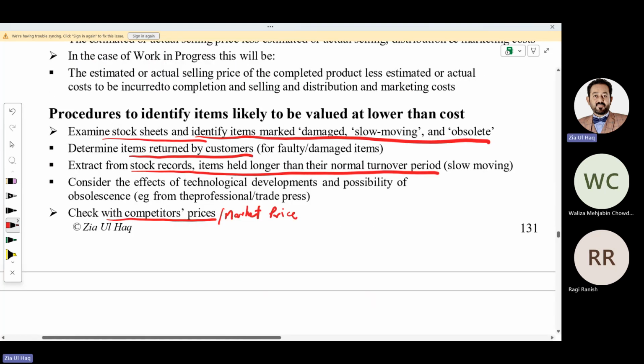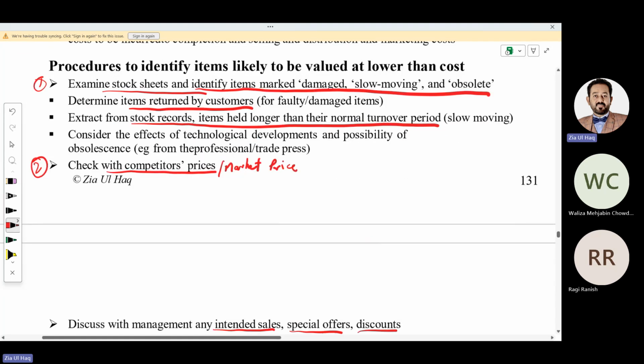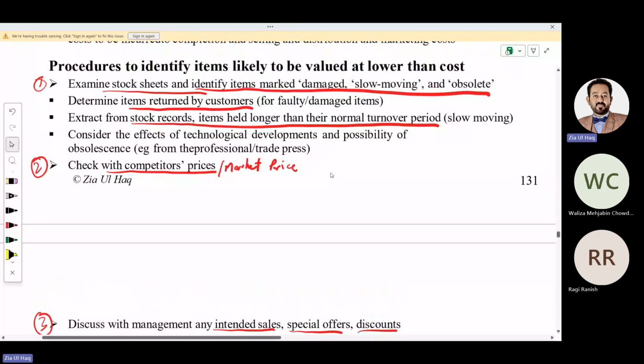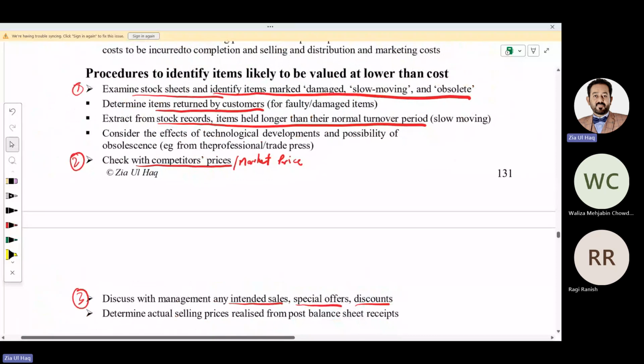So first we need to identify items marked as slow moving, damaged, obsolete. We need to check their competitor prices or market prices. We need to discuss with management regarding their intention to sell these items on discount offers. Through this, we will be able to identify the value of those items.